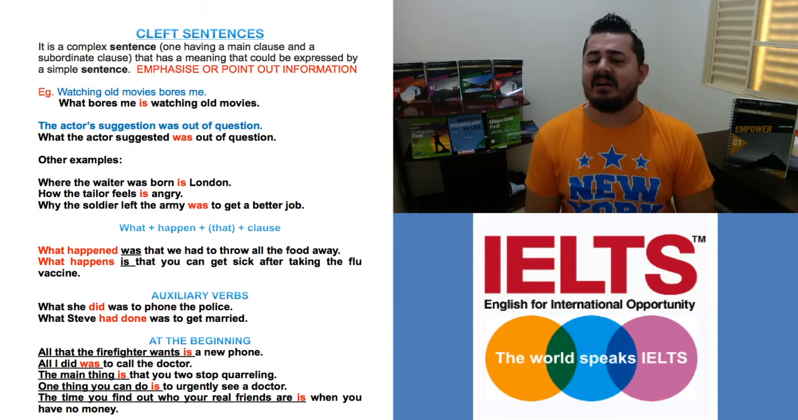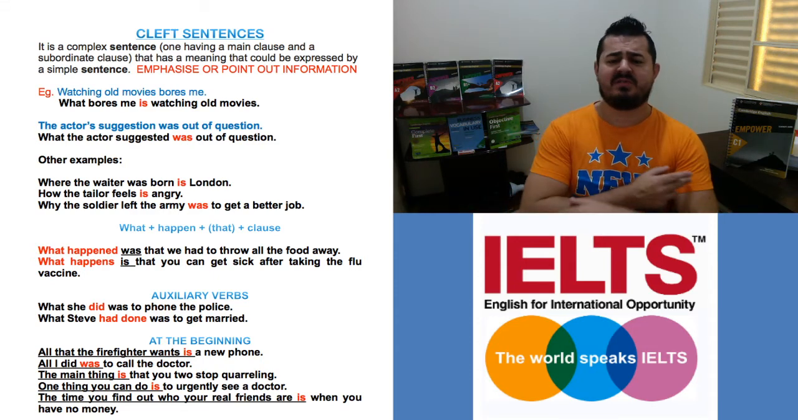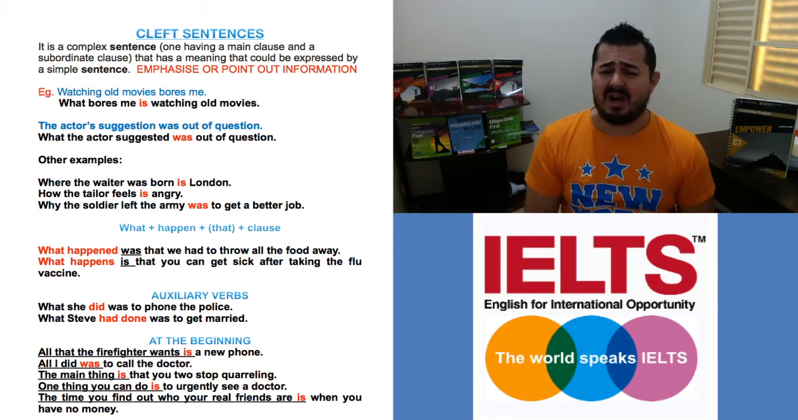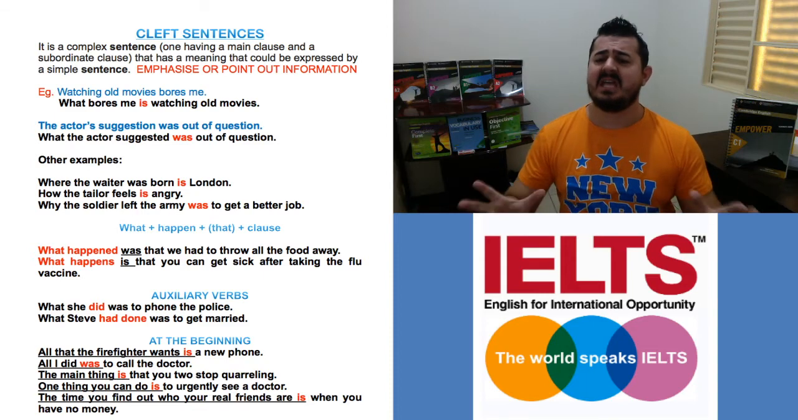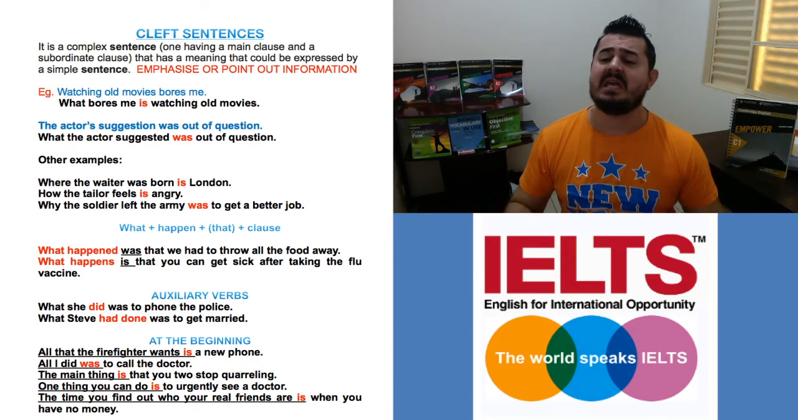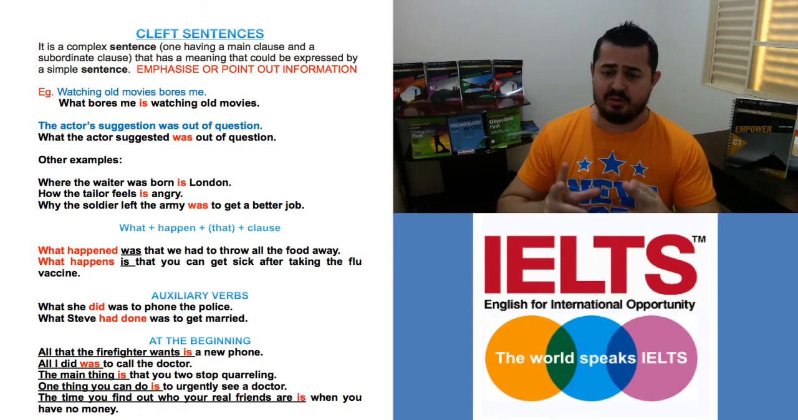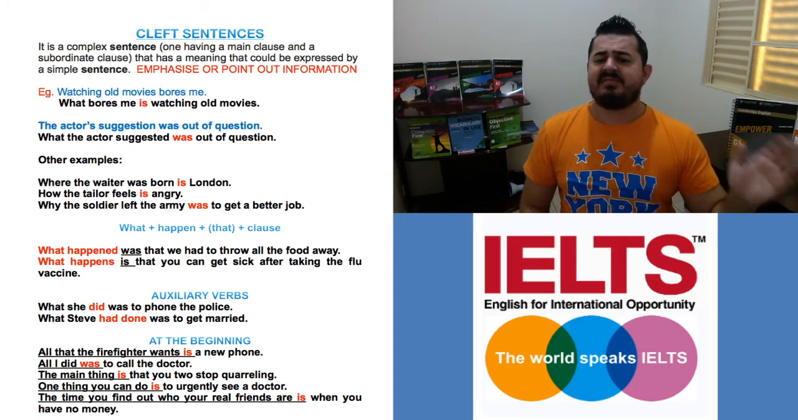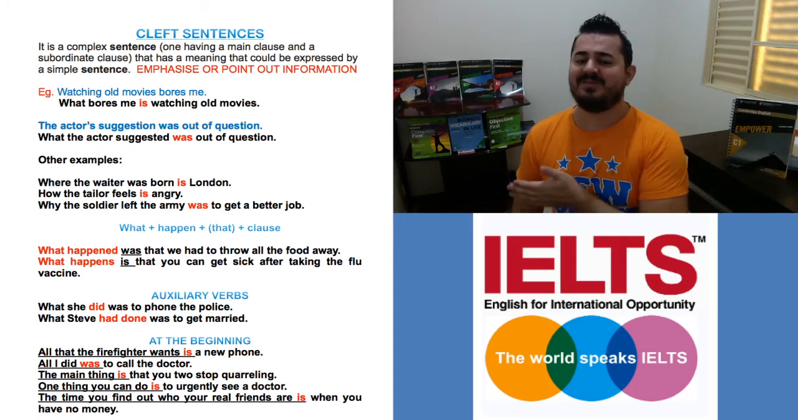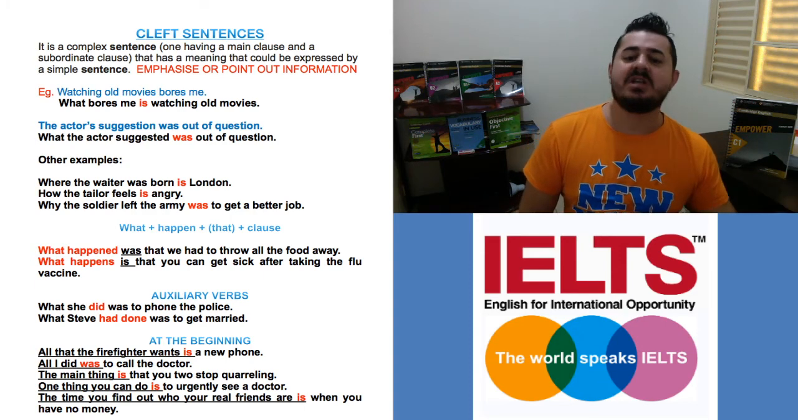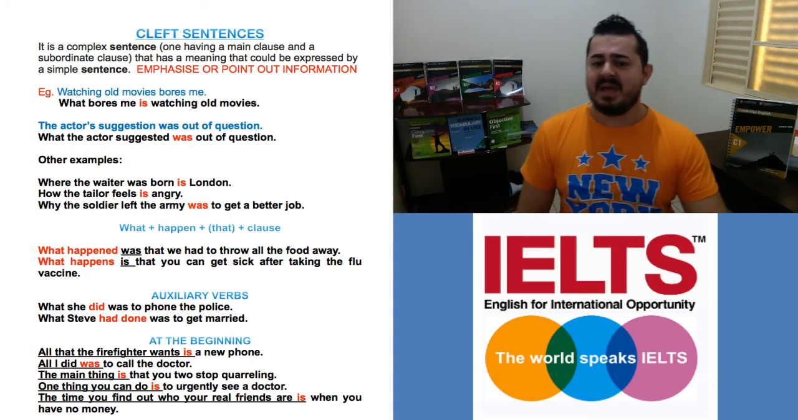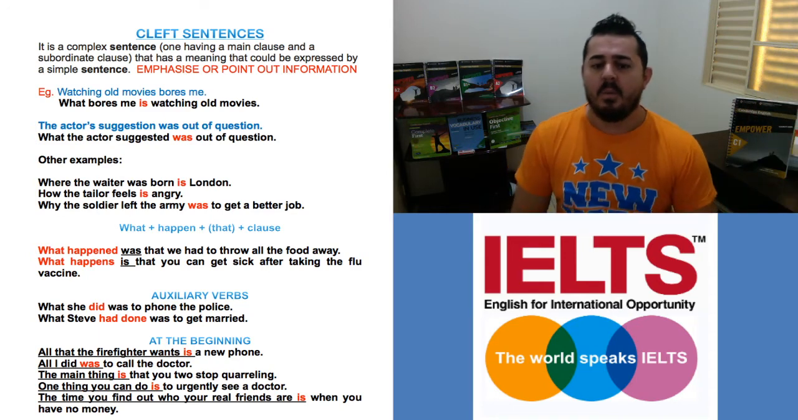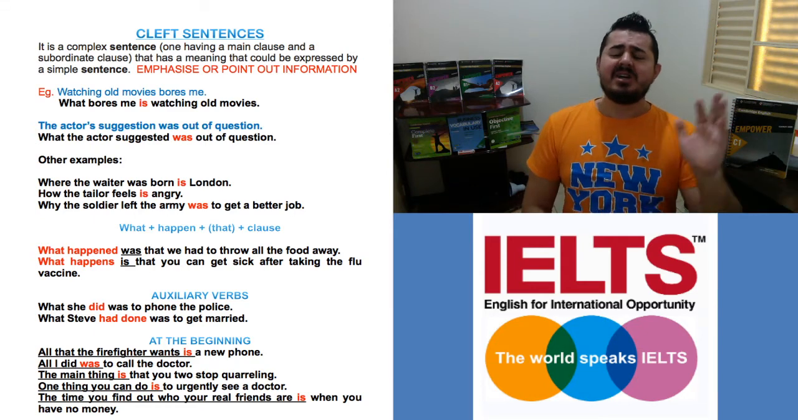And now, at the beginning of the sentence, I can use all sorts of variation. So I'm going to give you just some of them. Some of them are going to be very simple, but please pay attention and bear in mind that the verb to be is your key point for all the emphatic process. So, all that the firefighter wants is a new phone. All I did was to call the doctor. The main thing is that you choose to stop quarreling. One thing you can do is to urgently see the doctor.